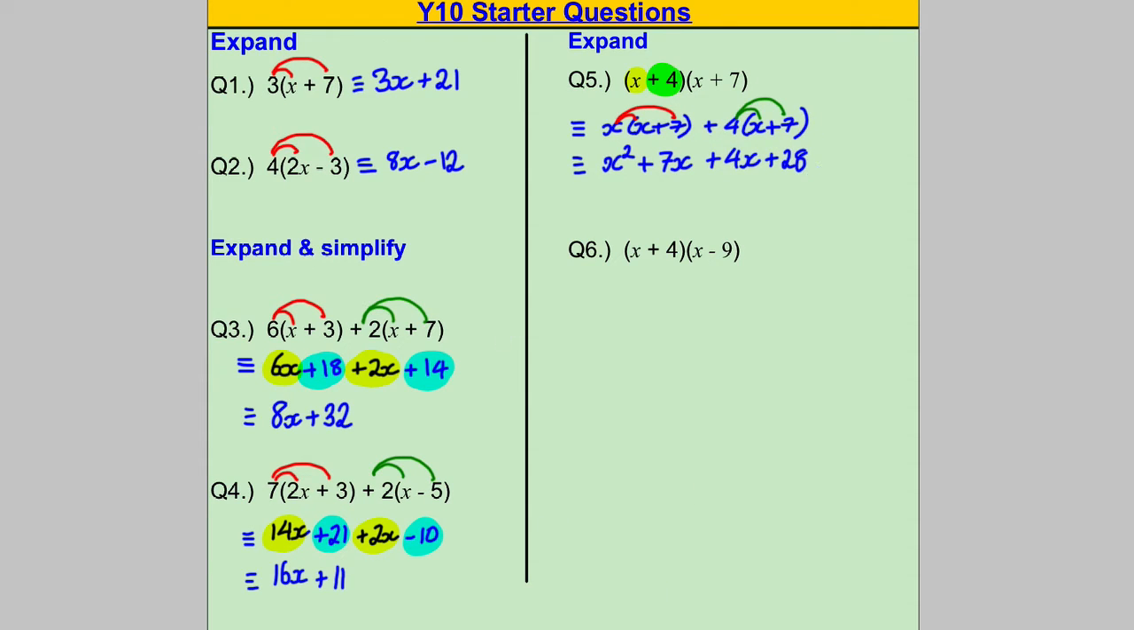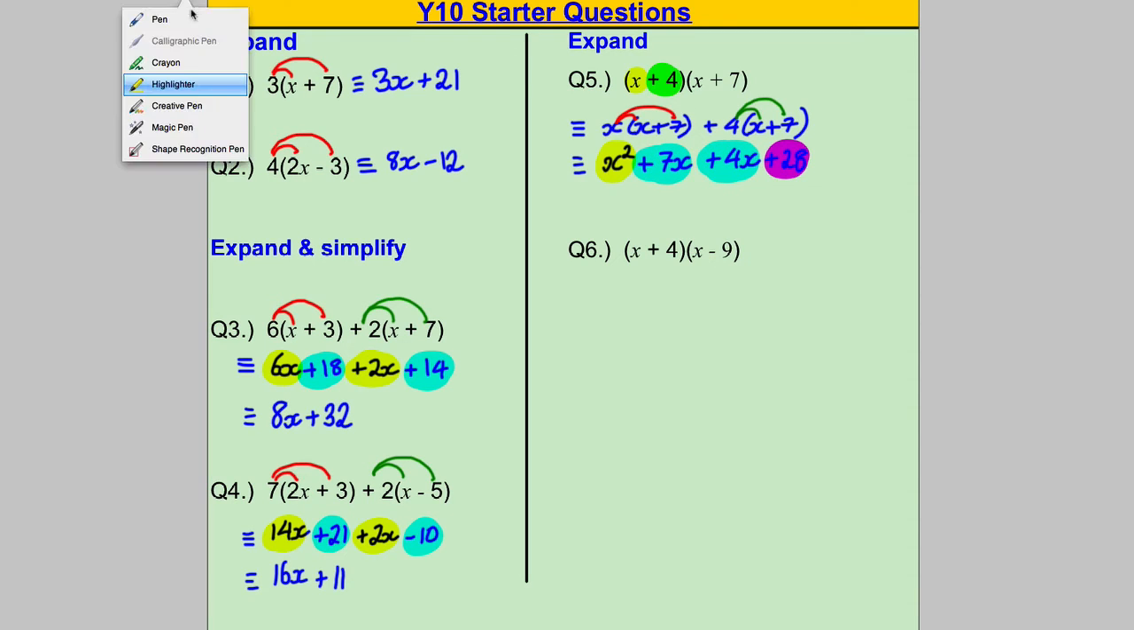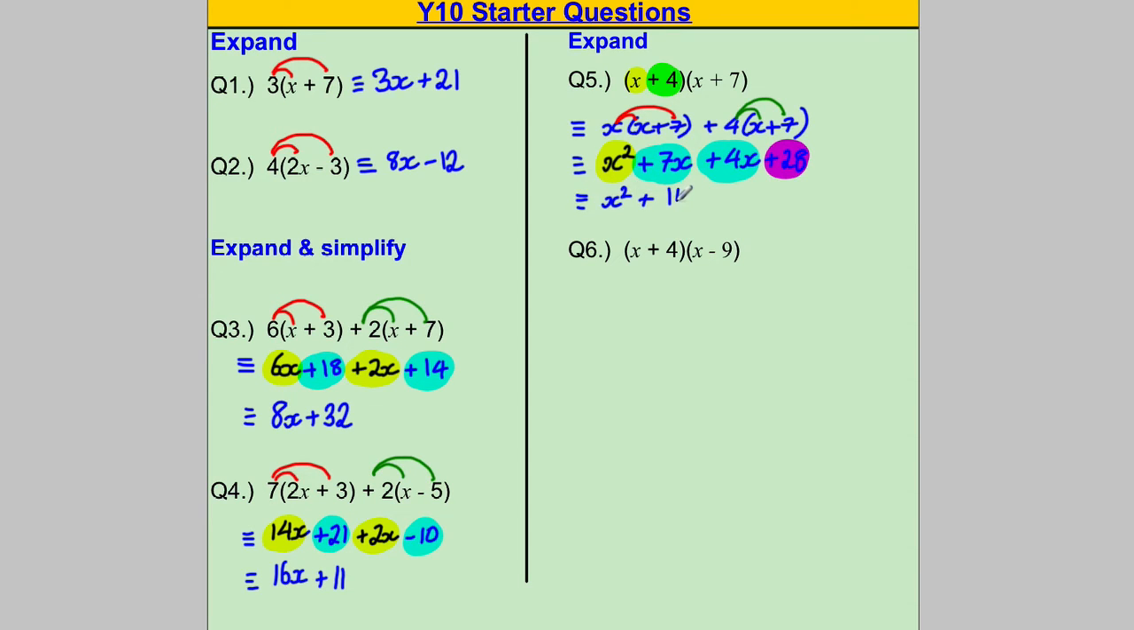Now some students think they're done there, not quite. We can collect some terms here. The x squareds are on their own. The positive 28 is on its own. However, we've got a positive 7x and a positive 4x which we could combine, and we could write this as identity sign here, x squared add 11x add 28.